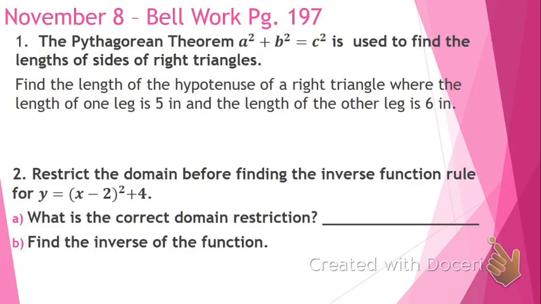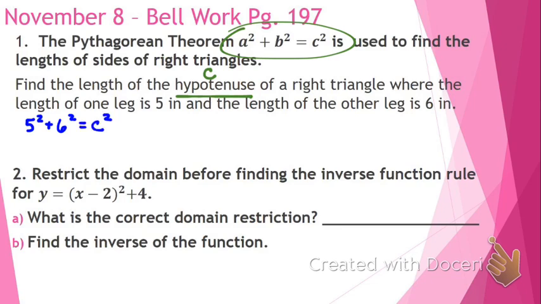All right. Let's talk about these two. What part of the right triangle did I want you to find? The hypotenuse. Which part of the Pythagorean theorem, the A, the B, or the C, is the hypotenuse? The C value. Yep, it's the biggest one. So what do I do with that 5 and 6? Square them. So I'm going to have 5 squared plus 6 squared equals C squared.